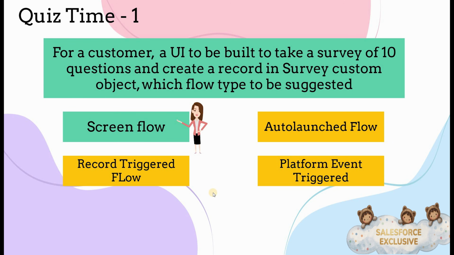And the answer is screen flow. Very simple theory. If you need to build a UI, you either need to go ahead with LWC or a screen flow. So screen flow should be your first choice. If it is possible with screen flow, do it with screen flow. Else, only then go to LWC.